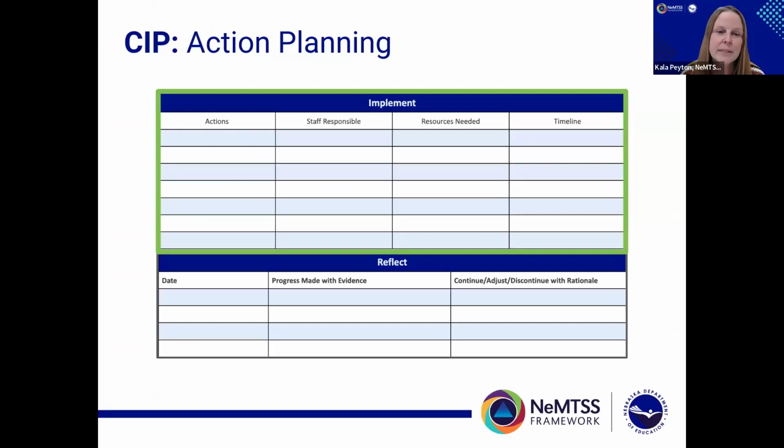In the CIP template, it's important for school teams to record the following information in regards to action planning. High leverage action steps using evidence-based practices in addition to Tier 1 core. The staff responsible for those actions, the support, resources, or professional learning needed for implementation, and a specific timeline that these actions will be executed. It is also important for school teams to consider these and the following steps: the data sources that would be used to determine growth and the criteria for successful implementation.